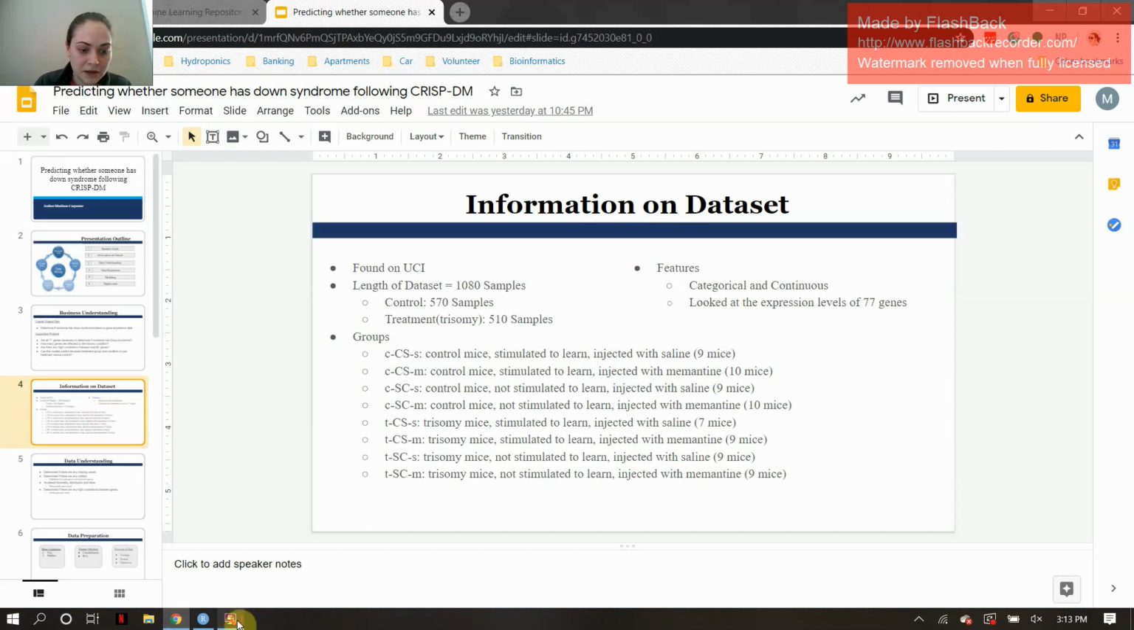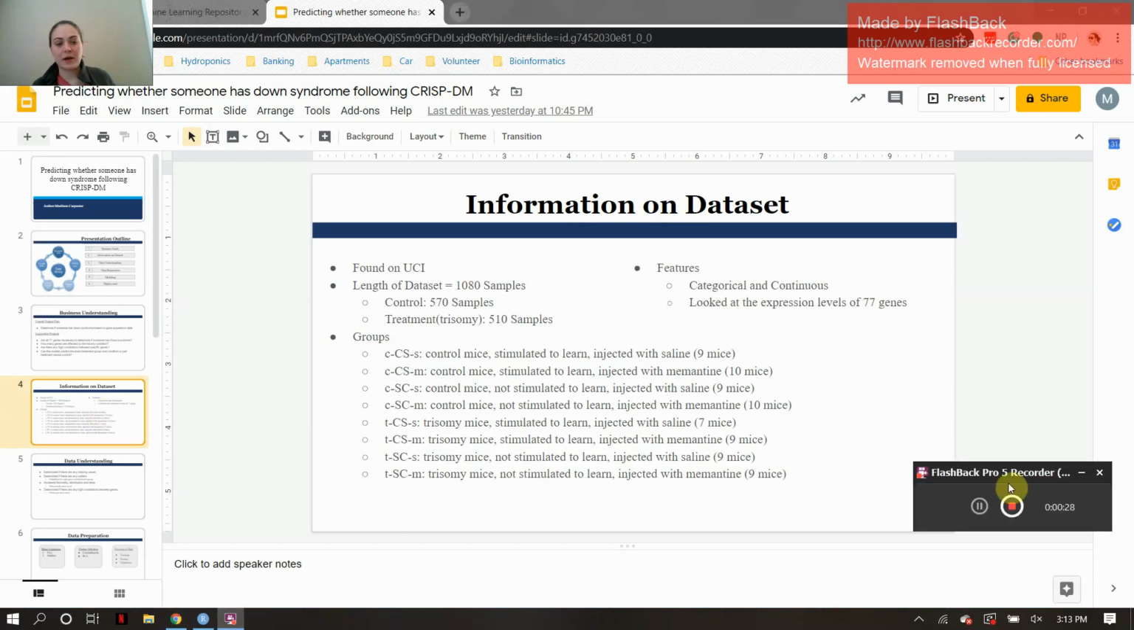So, information on the data set. In total, there are 1,080 samples. 570 of them are the control, 510 are the treatment group. Again, they looked at the expression levels of 77 different genes. In total, there are 8 different groups. If there's a C at the beginning, it is a type of control group. If there's a T, it is a treatment group.